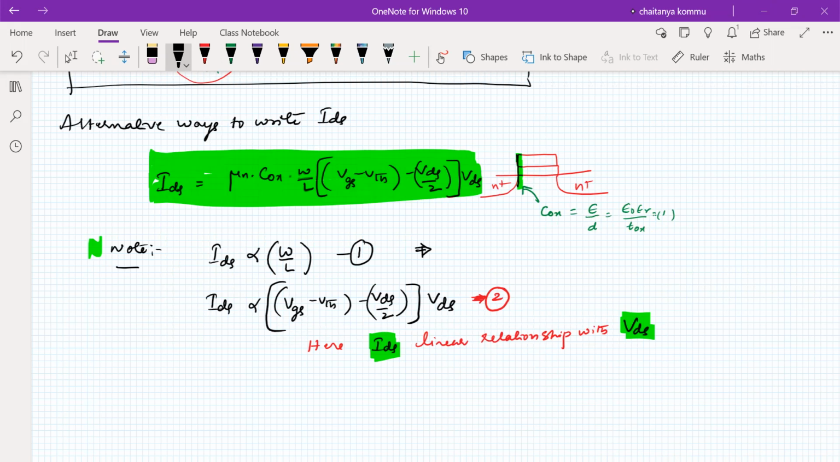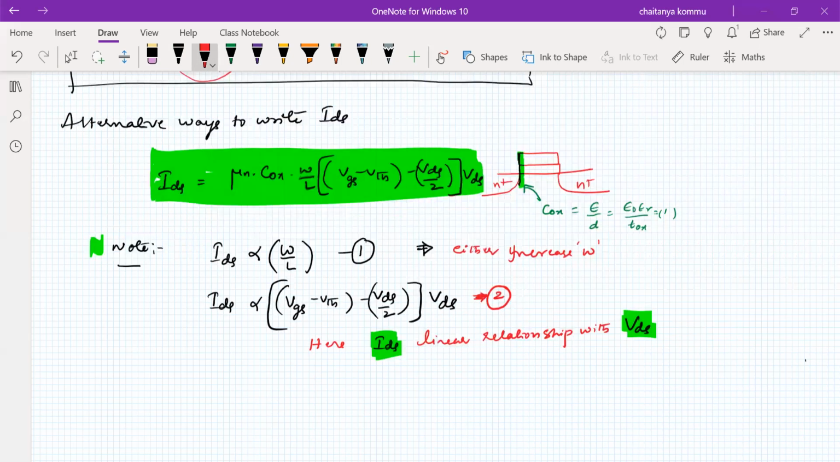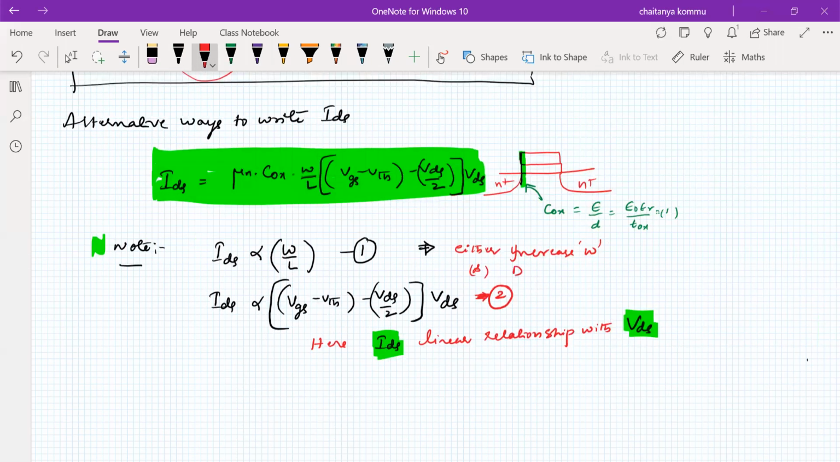Anyone from the class? Sir, reduce length. Or increase width. Yeah, exactly. Thank you. So what we have to do is either increase W or decrease length. These are the two options.